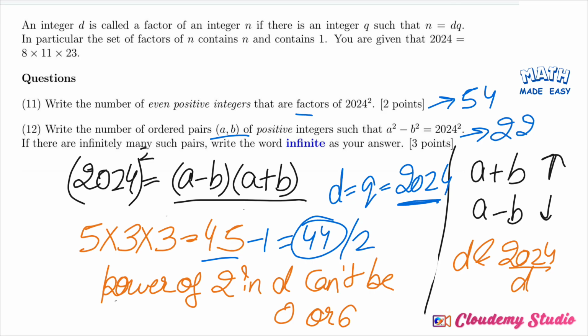What we have done is we tried to solve a square minus b square equals 2024 squared. Then we tried to find the even factors. So by eliminating the 0 or 6 from the power of 2, we get 45. Then subtracting one factor, that is 2024 itself, we have 44 factors, and into pairs there can be 22 pairs.